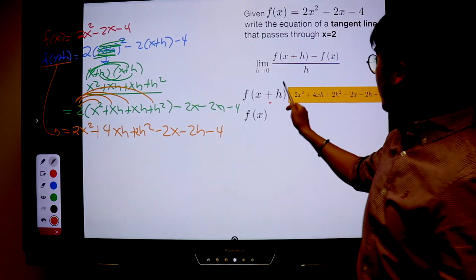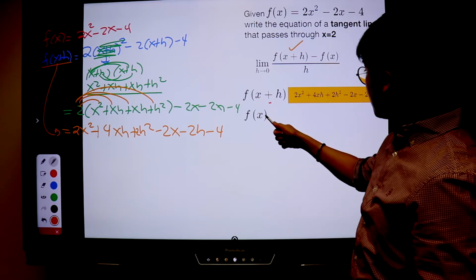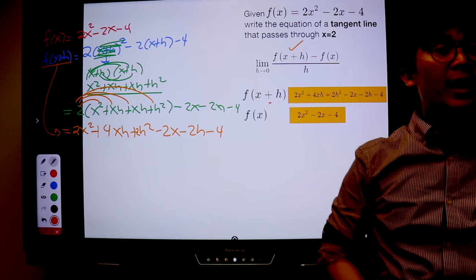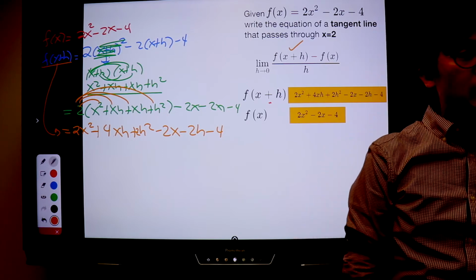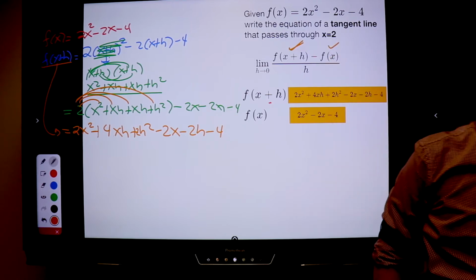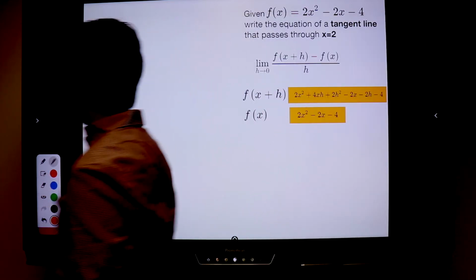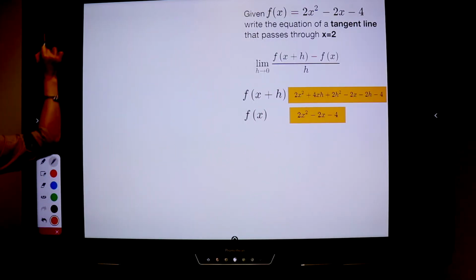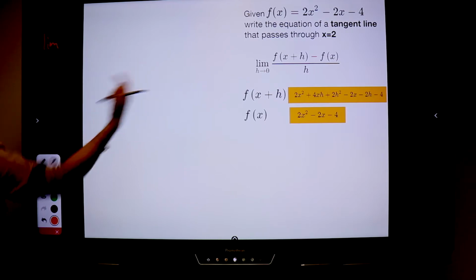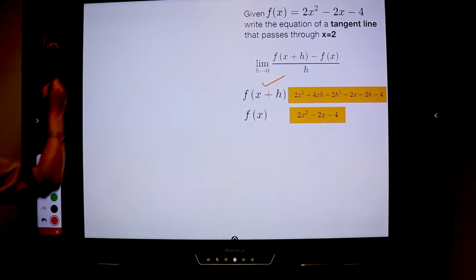All right, now we're able to produce this. Minus f of x, which we know is just 2x squared minus 2x minus 4, right? Now, we're not finished yet because we're just able to produce this and this. Now we're going to solve for the limit. How are we going to solve for the limit? We're just going to put them all together. So the limit of f of x plus h is this. I'm going to copy it now.